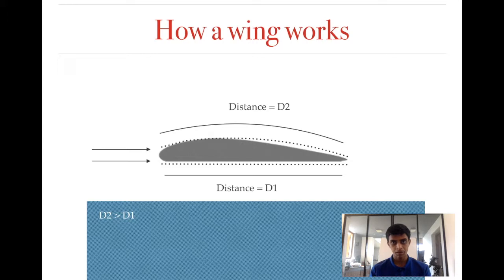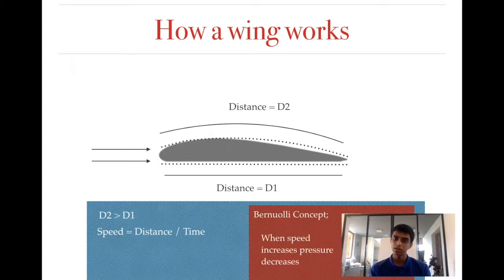This means that within the same time interval, the airflow moving above the wing needs to move a greater distance than the airflow below the wing. Now, we learned about this equation in fundamental physics: speed equals distance divided by time. So if the airflow above the wing needs to move a greater distance, which is d2, in the same time, that means the airflow moving above the wing needs to move faster than the airflow moving below the wing. Because of that, the airflow moving above the wing must move faster.